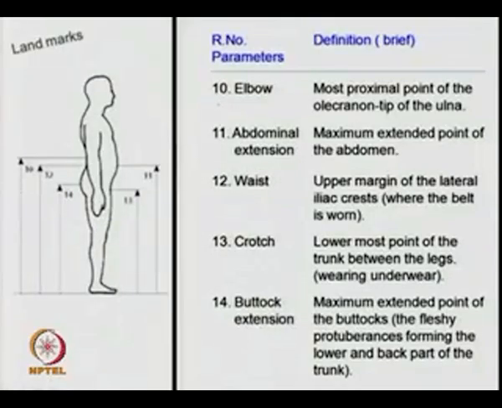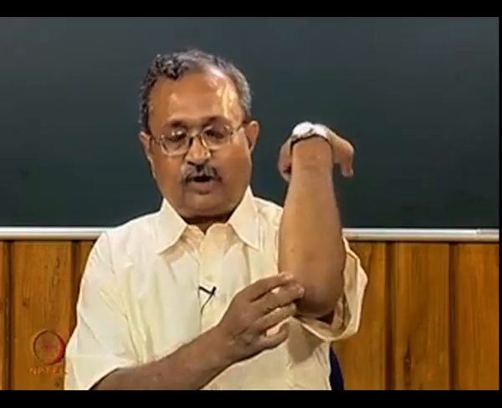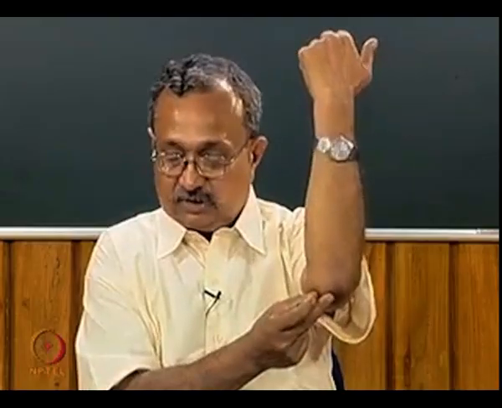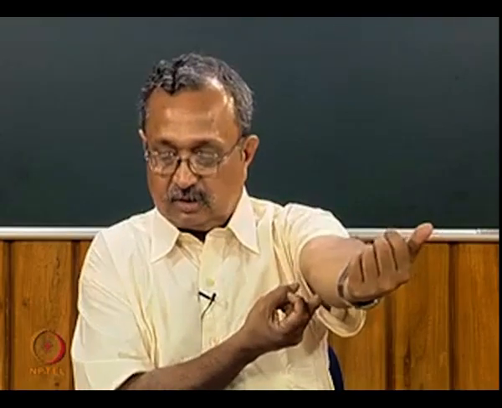design dimension fixation. Now, number 10 is elbow height. When you put your arm down, this elbow point, the most proximal point of the olecranon tip of the ulna bone, is the elbow height.